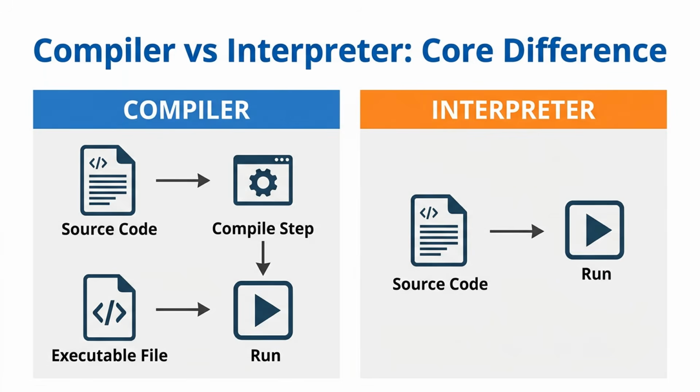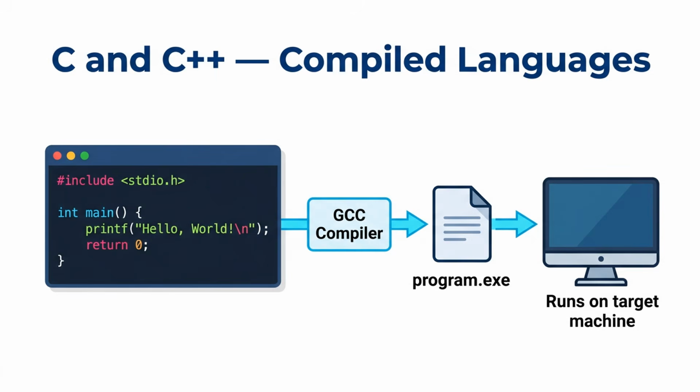Let me put this side by side so you can see the core difference clearly. A compiler takes all your code, processes it completely, and produces a separate executable file. That file can be run again and again without the original source code. An interpreter, on the other hand, needs the source code present every single time you run the program, because it's translating in real time as it runs. This is a fundamental difference that affects speed, portability, and error detection, all things we'll explore in detail. Let's look at real examples now.